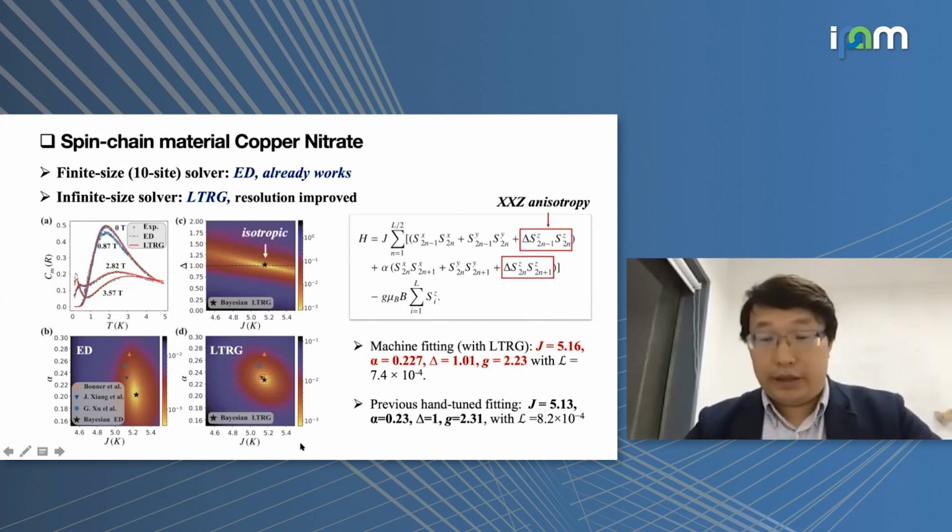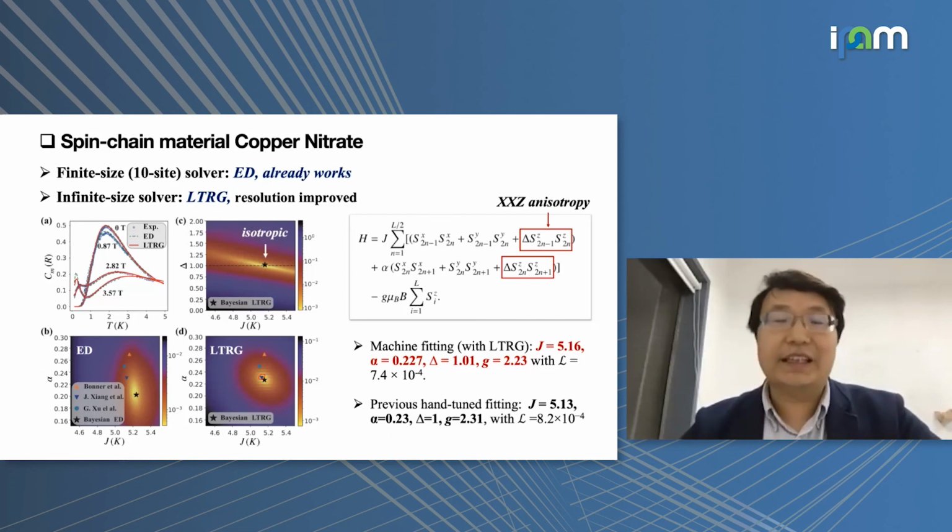And as a byproduct, we introduce some anisotropy in the system, and we see that indeed it goes to 1. So that means there's no Ising anisotropy in this compound. This has never been really tested seriously. And with our method, we can see this very easily.